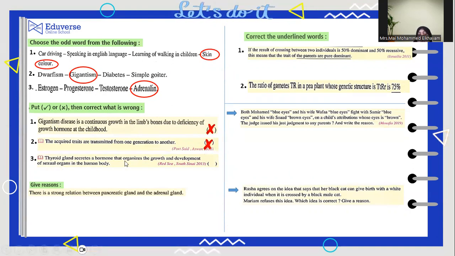Thyroid glands secrete a hormone that organizes the growth and development of sexual organs in the human body. Yes, this is for sure wrong. Why? It organizes the growth? This is for sure the pituitary gland.